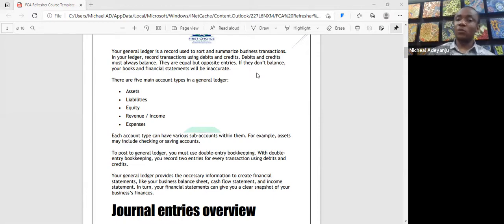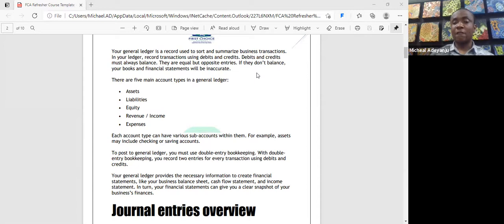There are five main types of accounts when it comes to the general ledger. These accounts are assets, liability, equity, revenue or income, and expenses. Assets and expenses are always debit balancing accounts, while liability, equity, and income are always credit balancing accounts. So most of the time when you are having assets or a transaction with an expense, your entry is most likely going to be on the debit side. And most of the time, if you're having a transaction on liability, equity, or revenue, your transaction is most likely going to be on the credit side. I'm just trying to simplify this explanation in layman's terms so you can easily understand faster and better.